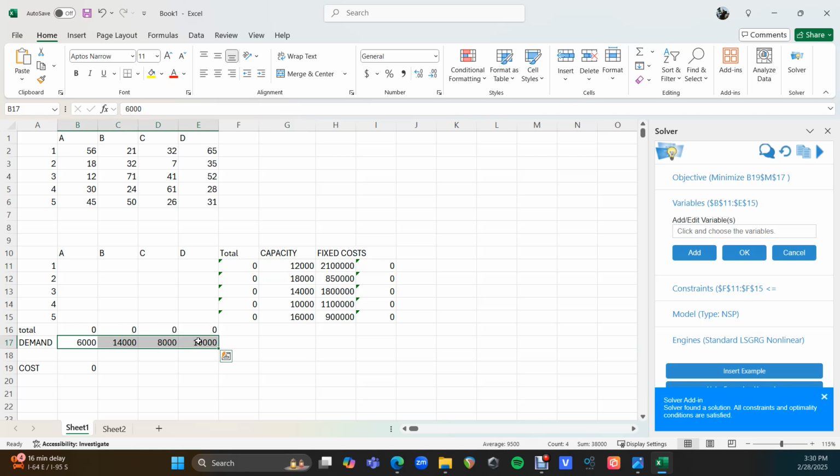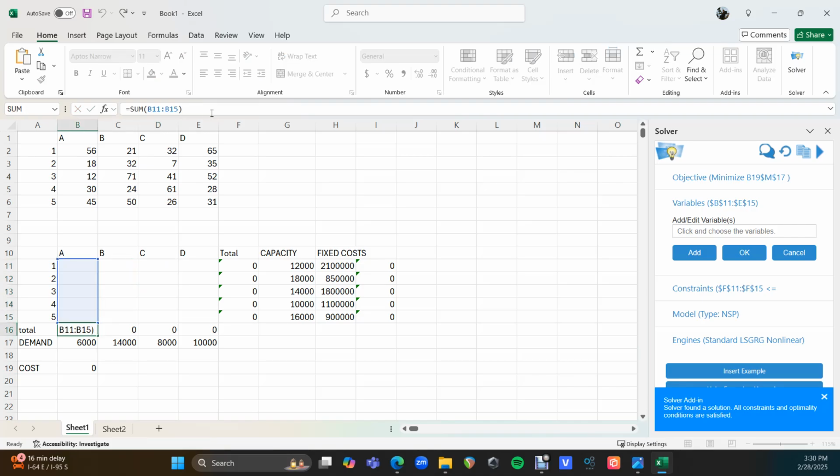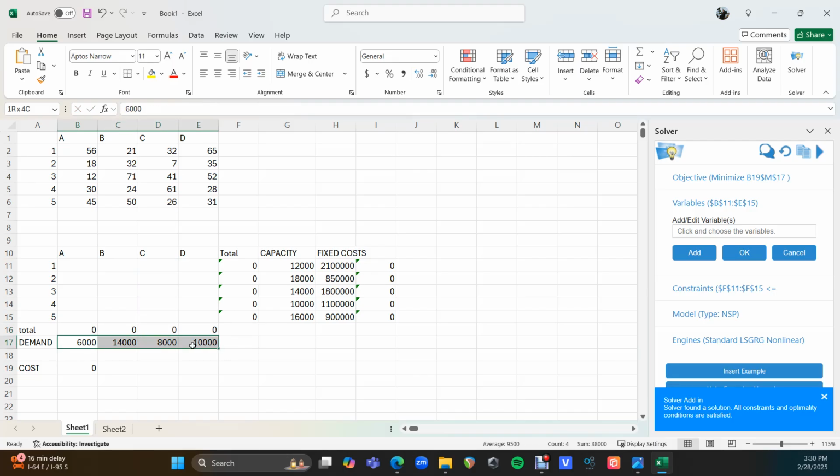Now the demand, what each place is demanding, does have to be met. So the total of each of these columns I've put right here. This is the sum of those, this is the sum of those, etc. So what we want when we input the constraints is for all these to be equal to the demand here.